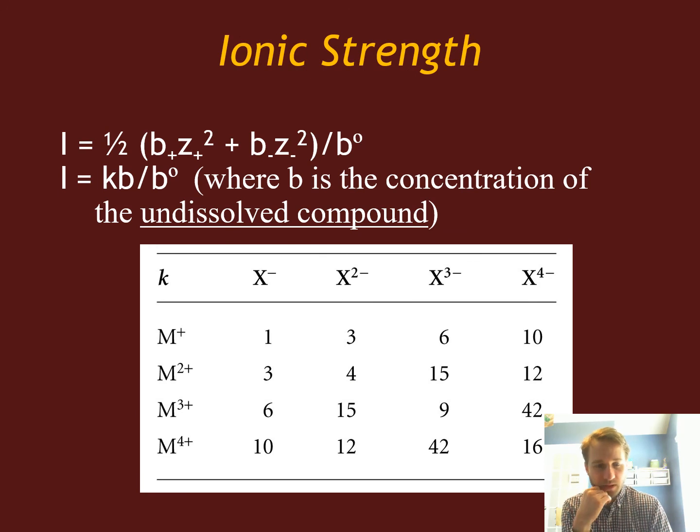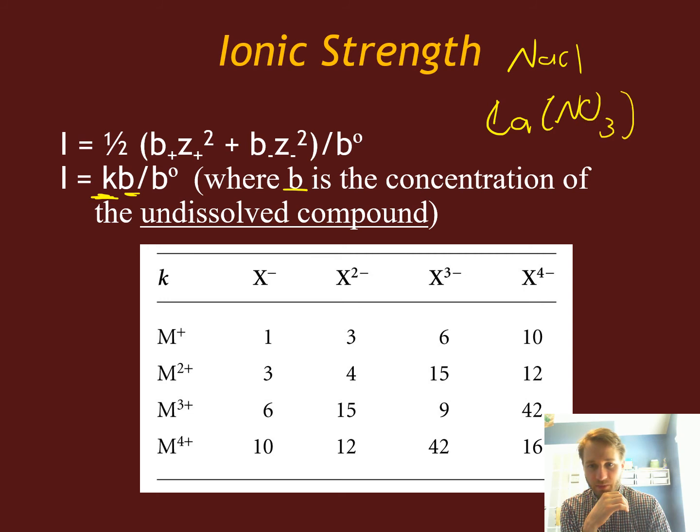Okay. And so this ionic strength can basically be written in terms of some constant K times B, where B is the concentration of the undissolved compound. So the concentration of like sodium chloride or calcium nitrate or something like that, the concentration of the salt, the solid, before it dissolves, okay? And then K is just some number, right?